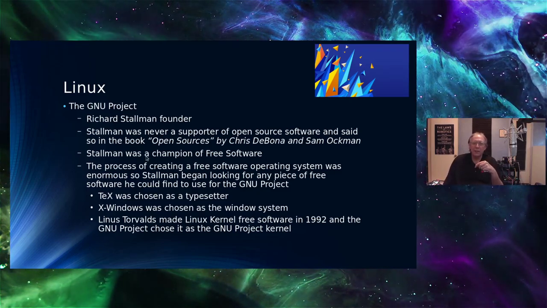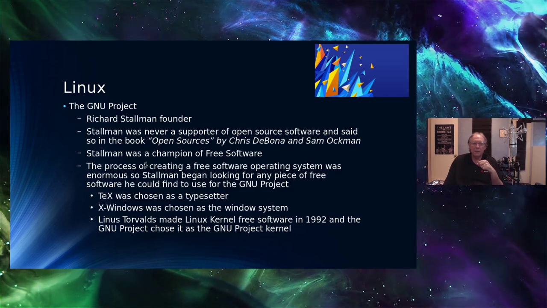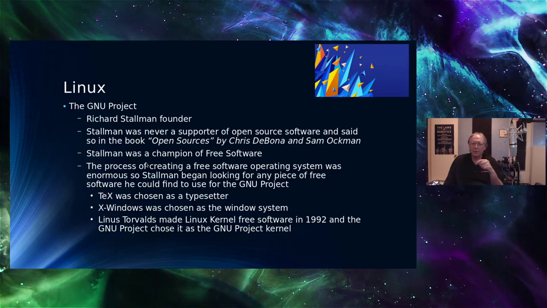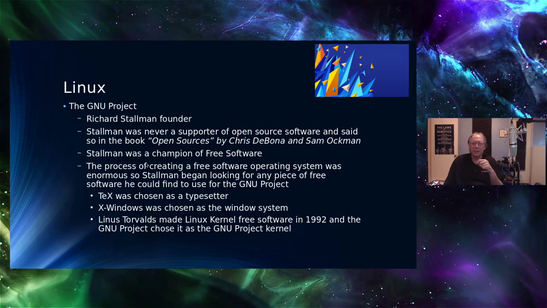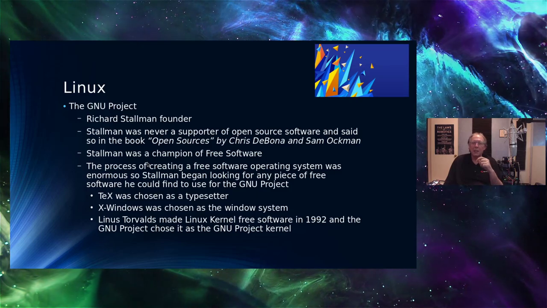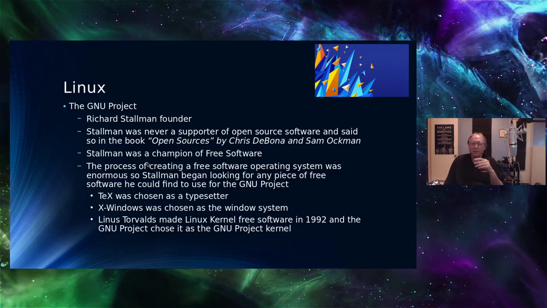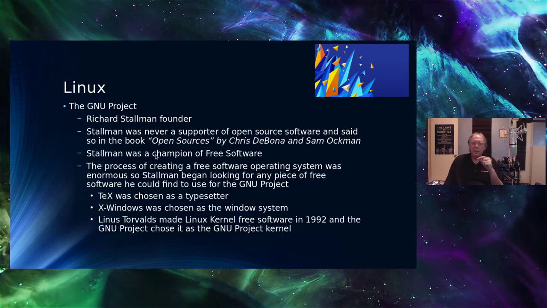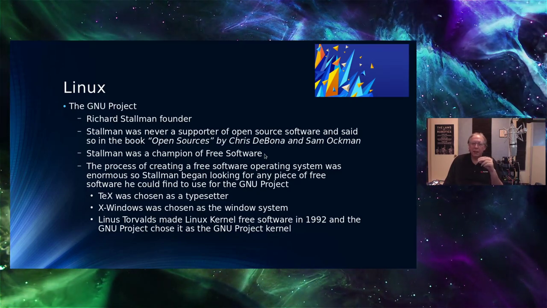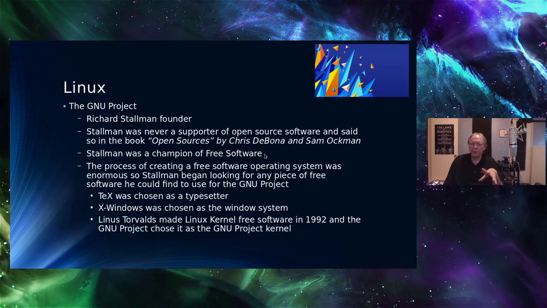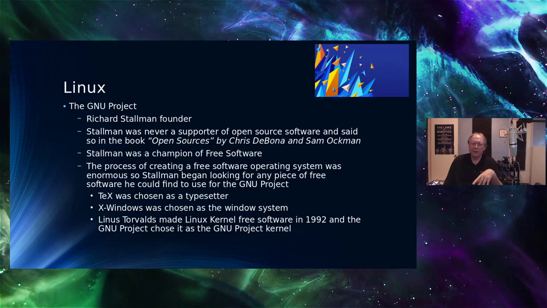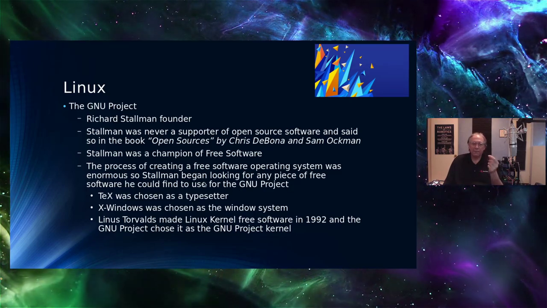So, as I said, Richard Stallman was the founder of the GNU project, and Stallman was never a supporter of open source software. He said that. If you go read the book Open Sources by Chris DiBona and Sam Ockman, he's very clear in there. He's also very clear on the GNU project pages that he is not a fan of open source. He gives a lot of reasons why, and I can understand his reasoning. He is a champion of free software. What he's really looking for is software that he can use for free, including the source code, that comes with no ties or limits on how it can be used and how it can be modified. So that's what he was looking for.